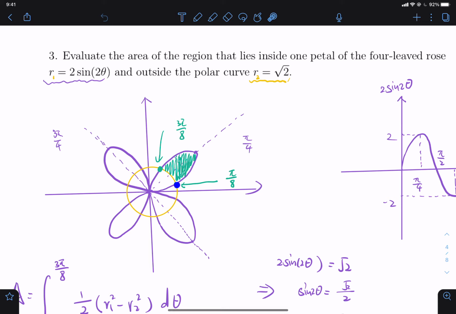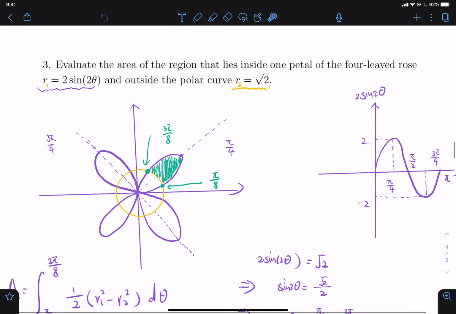So you see that this is a circle, because on any points on the circle, they all have the same distance from the origin. Right? So this is the circle here. So after we now have the graph of these two curves, we can start to take a look at what the question is asking. The question is asking us to find the area that is inside the R1 and outside the R2.